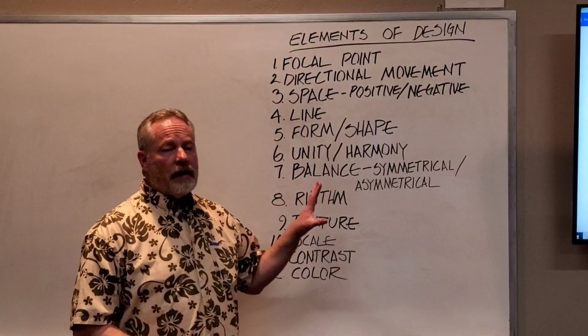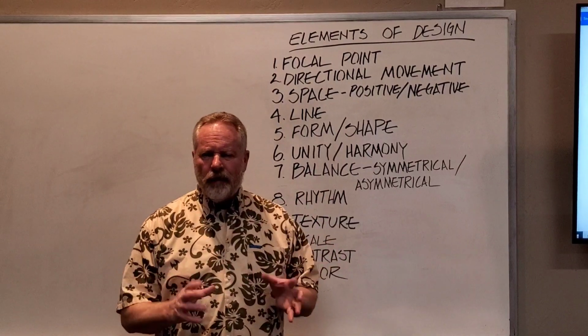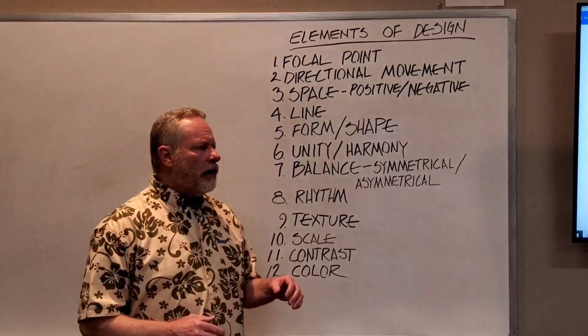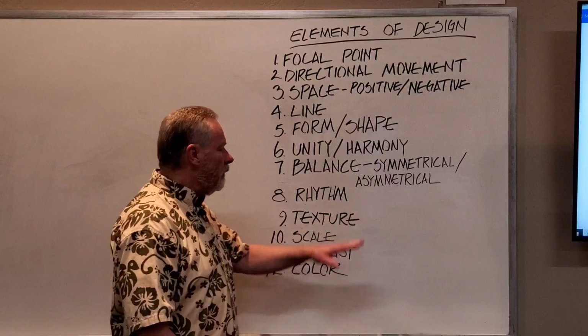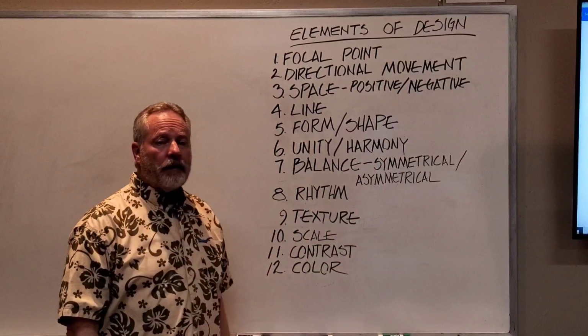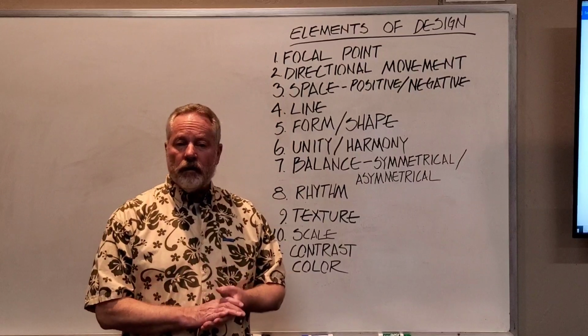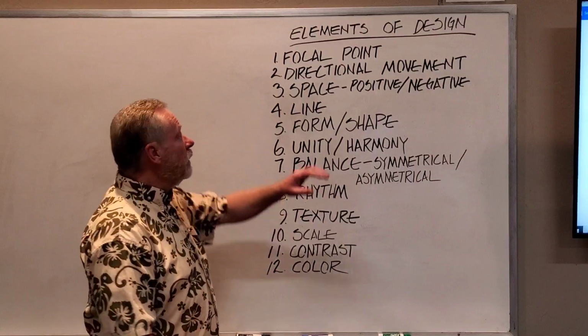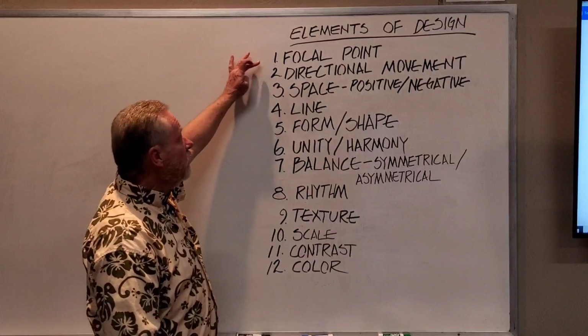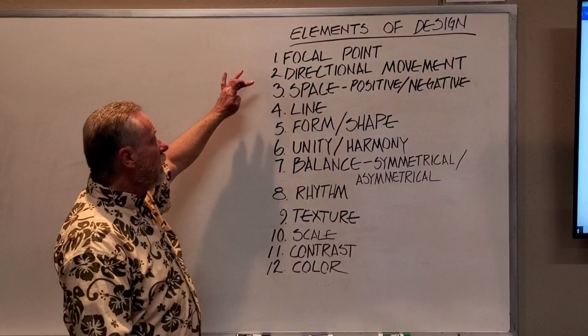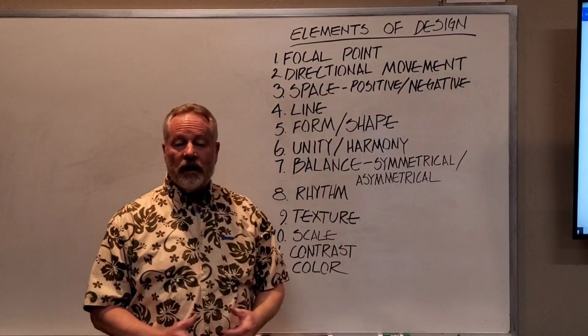And so this is my list, and I kind of merged different things together. But we're going to talk about these 12 points, which are elements of design. Now, we're going to divide this into 4 different videos. And so this one's going to deal with focal point, directional movement, and space, both positive and negative.